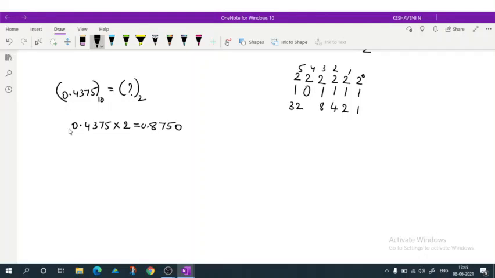So here you have 0. Therefore, whatever 0 you have, you have to write it here. You have to write down the 0 here.